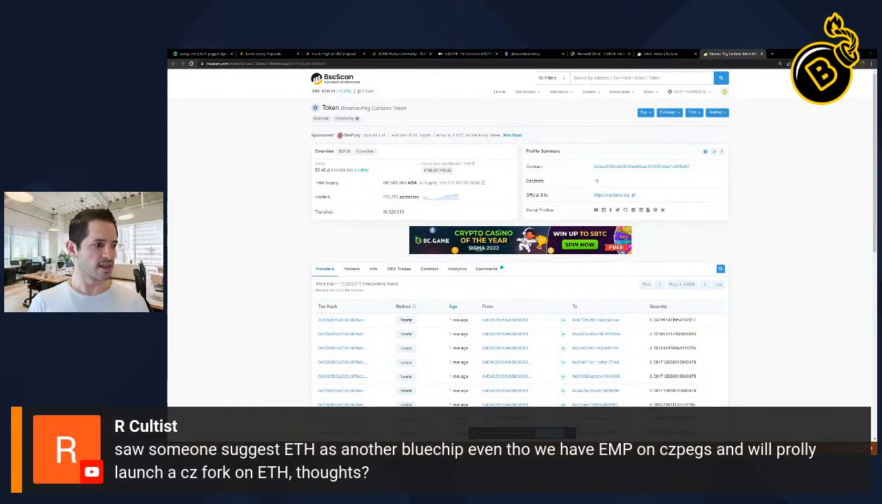Saw someone suggest ETH as another blue chip, even though we have EMP and CZ pegs, and we'll probably launch a CZ fork on ETH. Thoughts? Yeah, I really like ETH and I like exposure to ETH, but we will 100% launch on ETH mainnet. So that's definitely where it makes sense to peg the ETH, in my opinion. So I guess that's the answer to that.